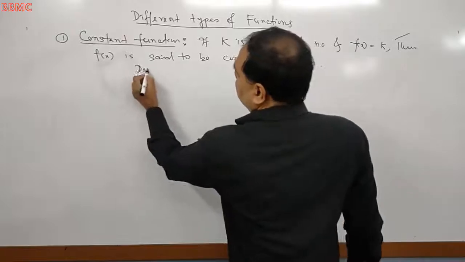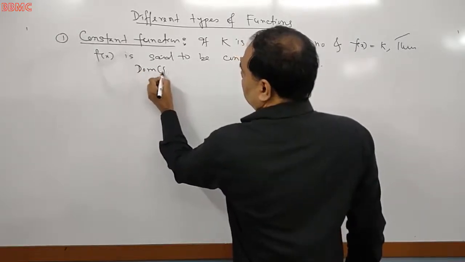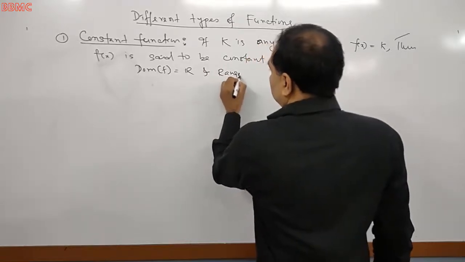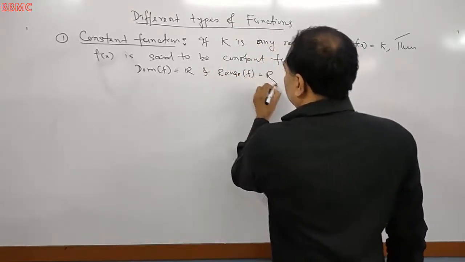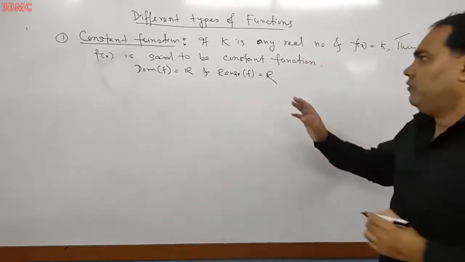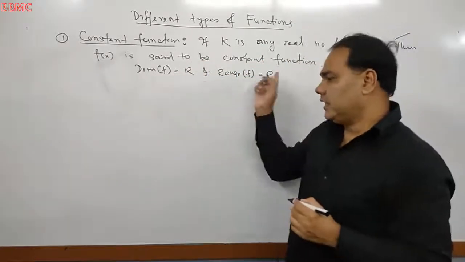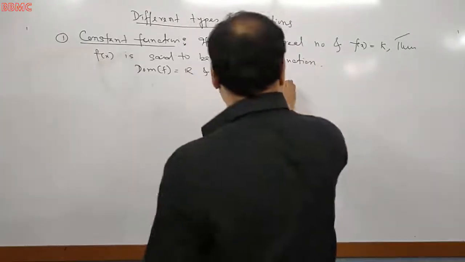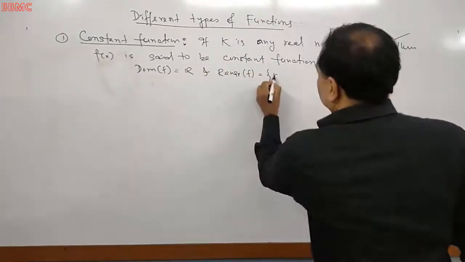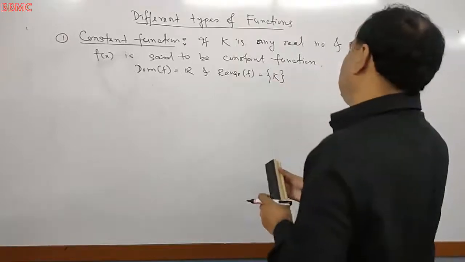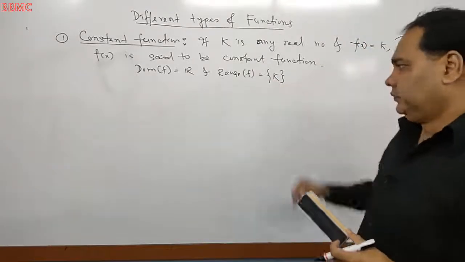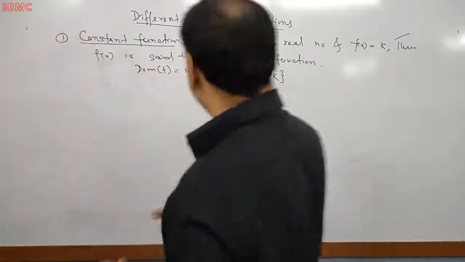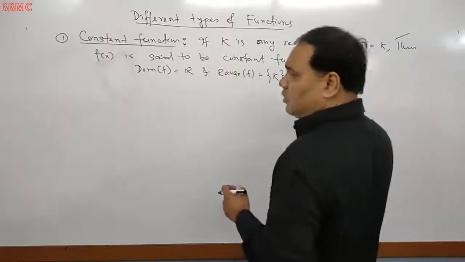So domain of f is equal to R and range of f is also R. For constant function, domain and range are same. Domain and range is equal to k. Okay. So f(x) is equal to k is a constant function.